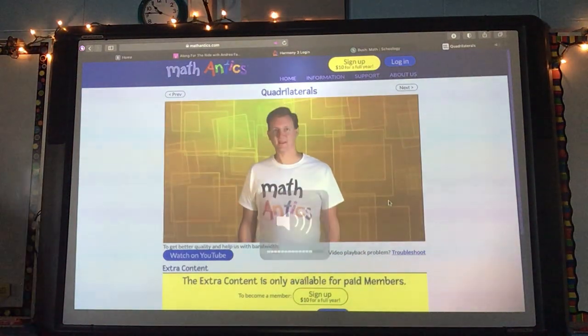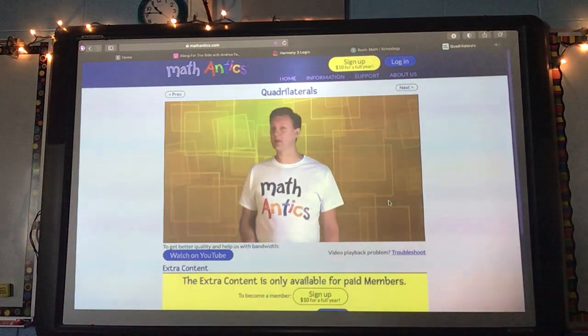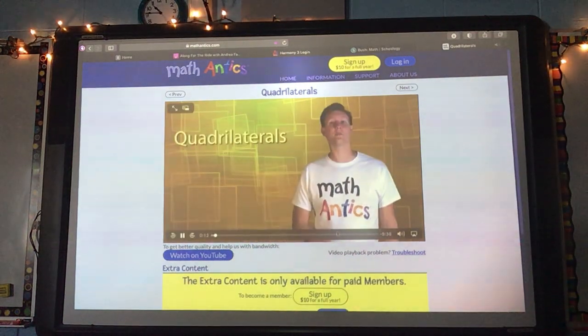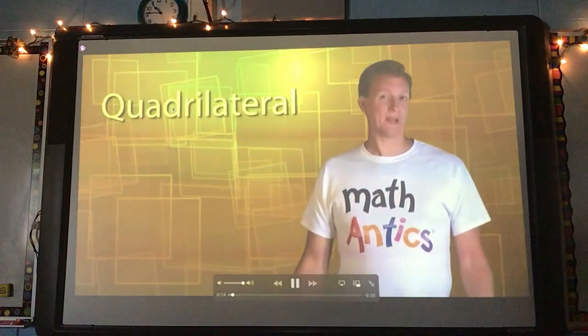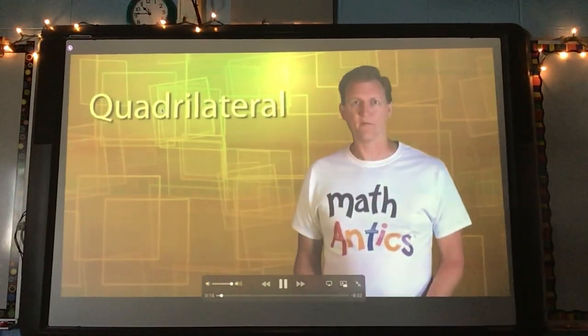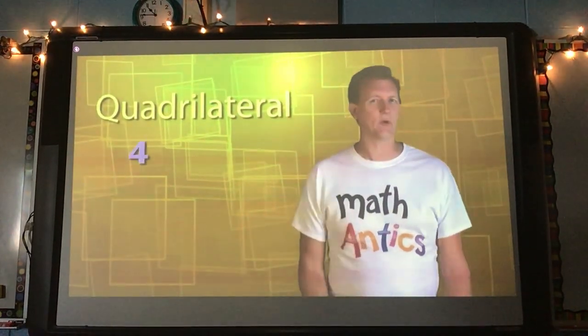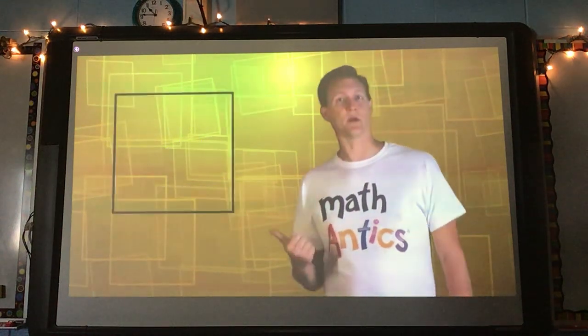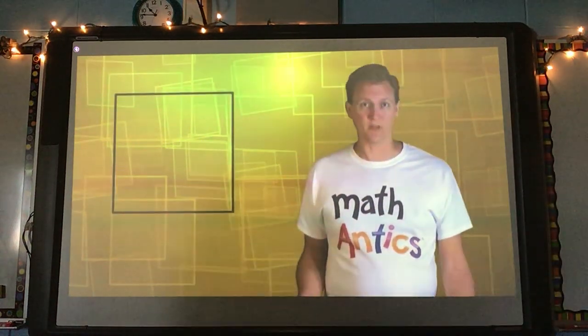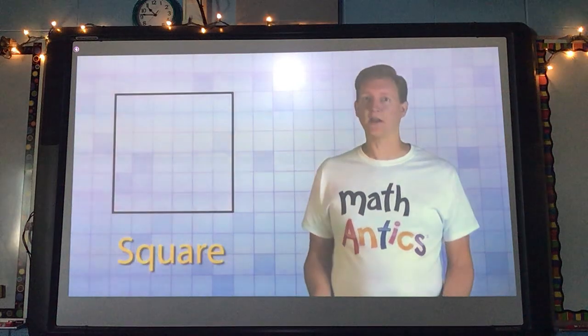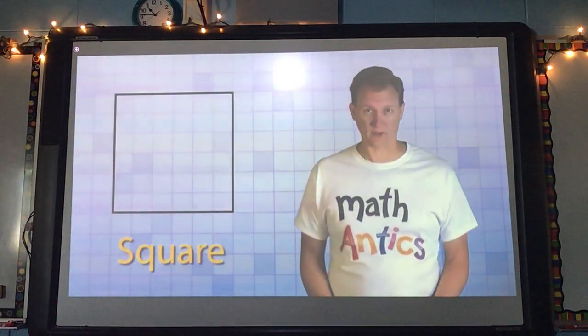Hi, welcome to Math Antics. In this video, we're going to learn about special kinds of polygons called quadrilaterals. Quadrilateral is just a fancy math word for a polygon that has exactly 4 sides and 4 angles, like this one. You should recognize this shape, of course. It's a square, and a square is a special kind of quadrilateral.